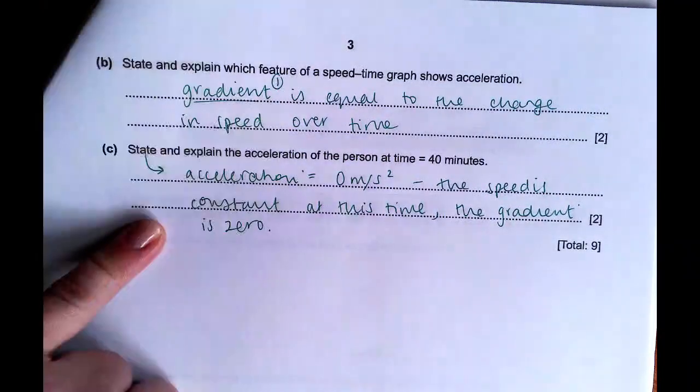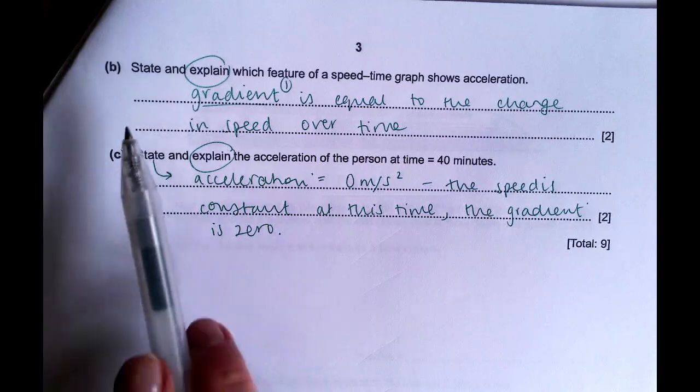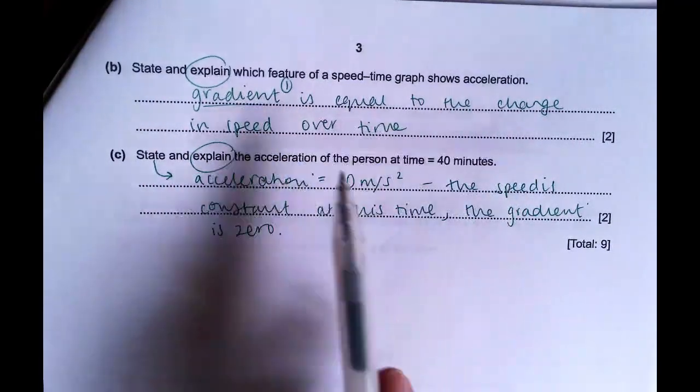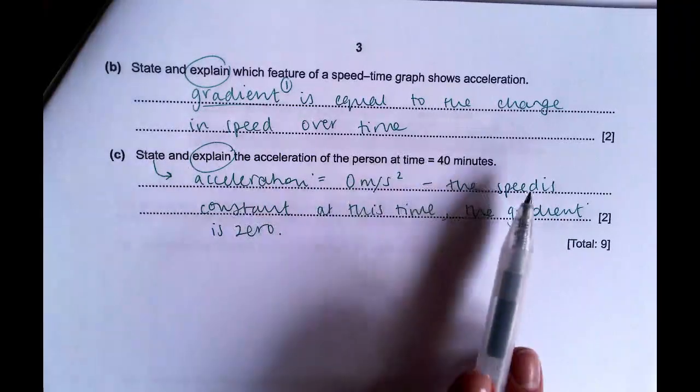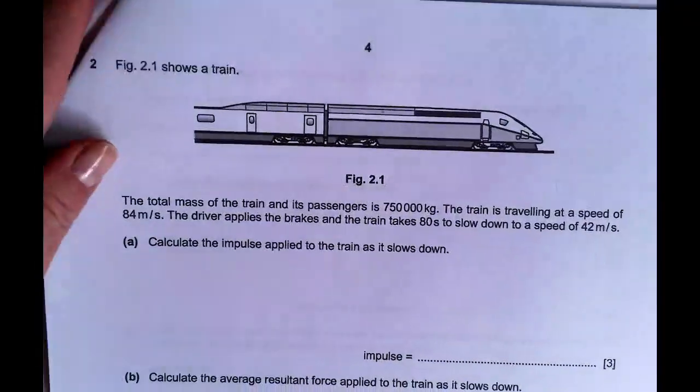Where it says explain, you always want to relate it back to the physics. The statement bit's good to reference the graph. The explanation needs some kind of physics in your answer. So the speed being constant or the definition of acceleration there. So just be careful with that.